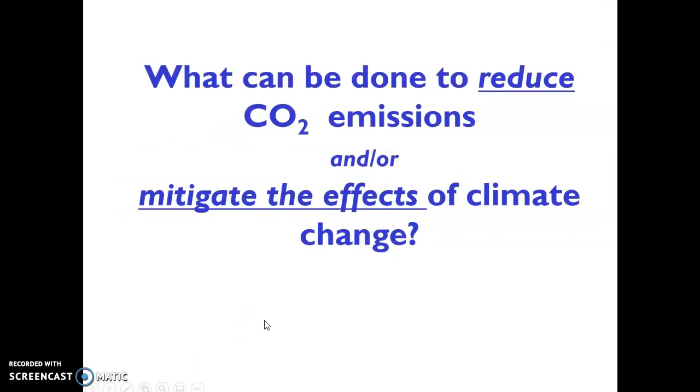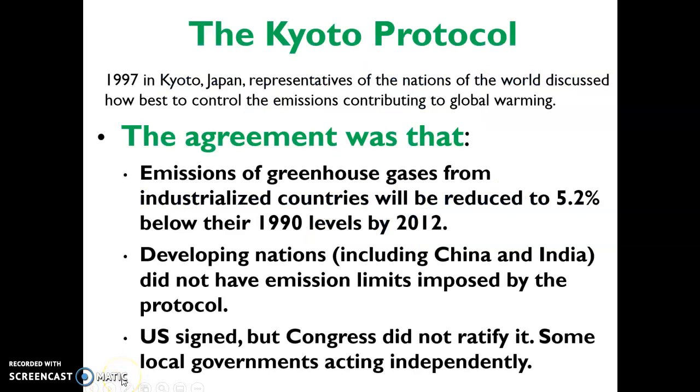Okay, so now we're going to take a moment to consider what action this report caused, what can be done to reduce CO2 emissions and mitigate the effects of climate change. Then we'll go back to further panels that have gathered internationally to figure out what to do. Oh, actually, we'll do that now. So in 1997, there was a meeting in Kyoto, Japan, with representatives of scientists from around the world to figure out how to best control the emissions that were contributing to global warming. So actually, this one preceded the 2007 one. I'm sorry, that's a little bit out of order.